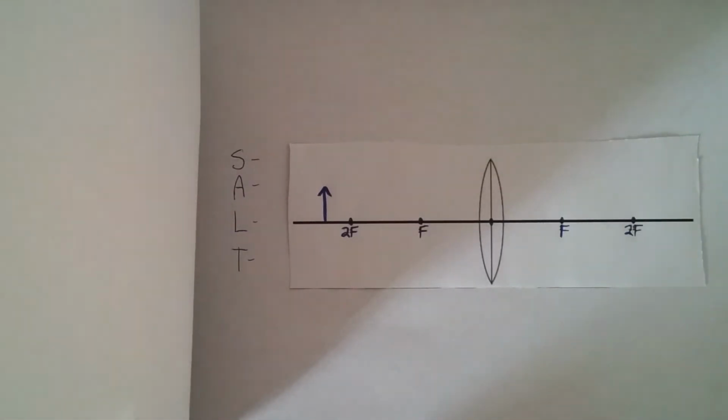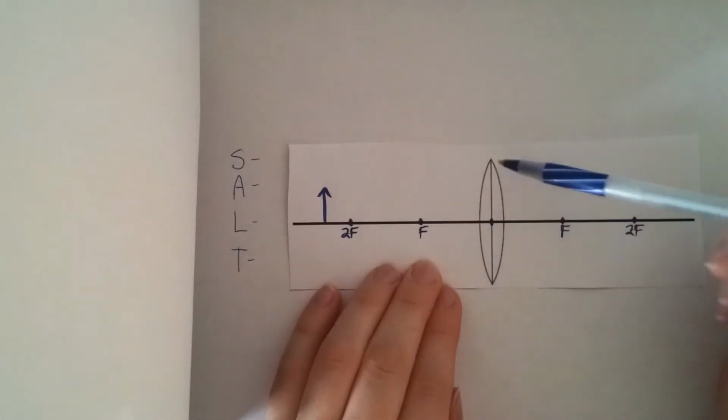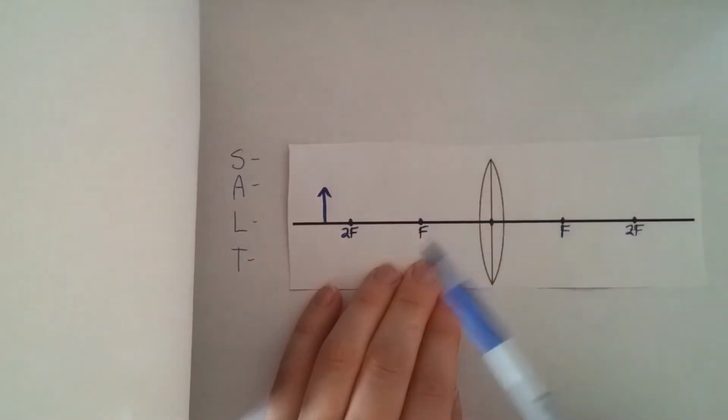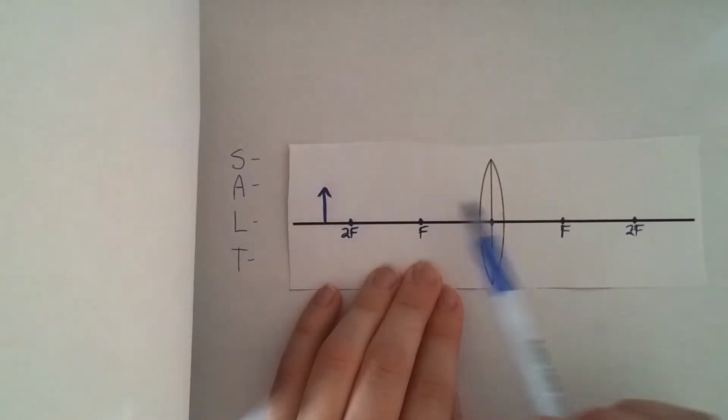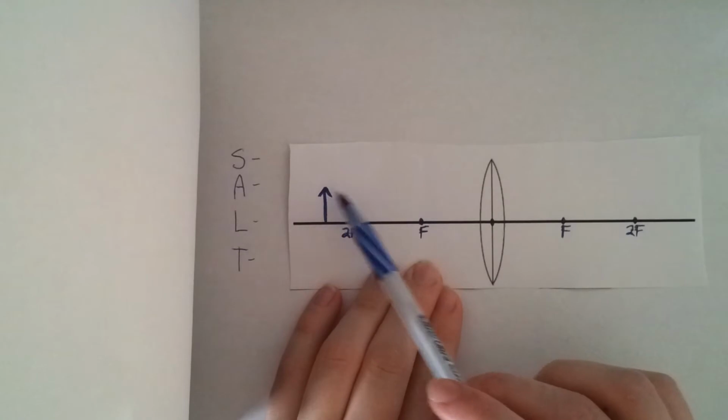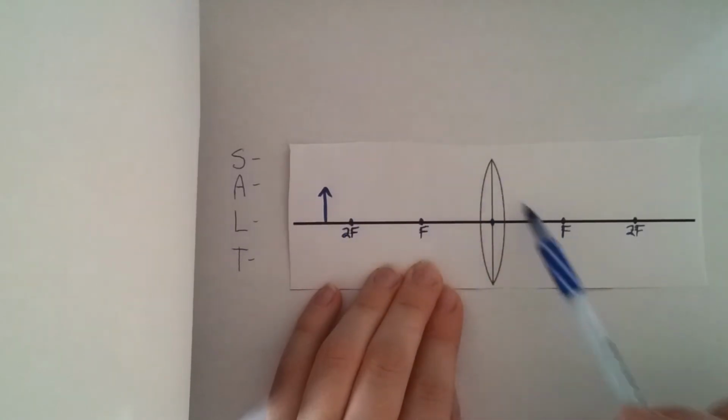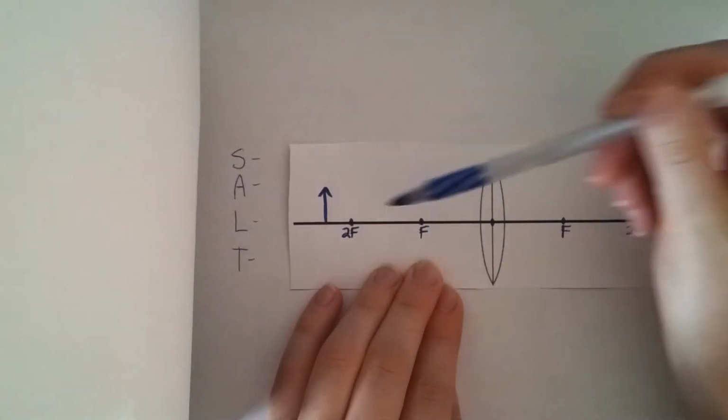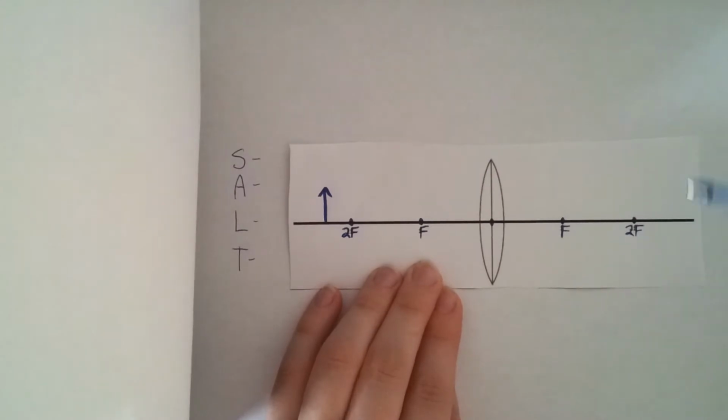This video is going to show you how to do ray diagrams for converging lenses. A converging lens has convex faces, and unlike a mirror, the light doesn't bounce off, but instead can refract through the lens.